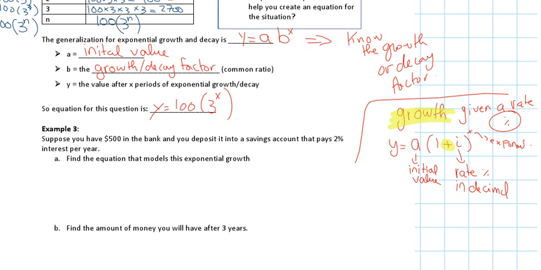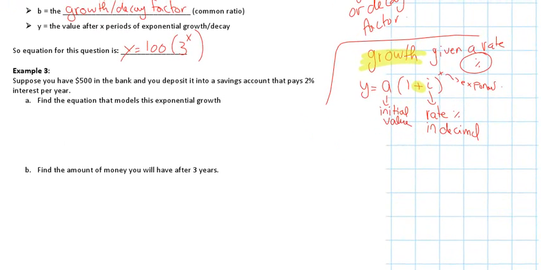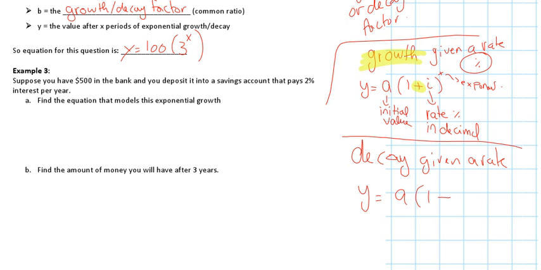Now, if I have a decay, again, given a rate, then it becomes y equals a(1 minus i) to the power of x.